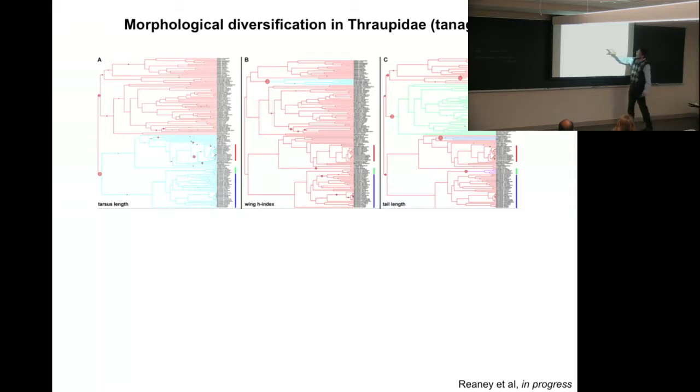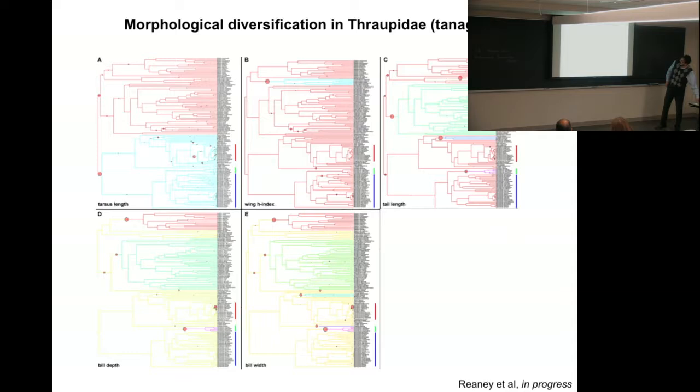This kind of analysis allows us to compare different morphological traits, for example the tarsus length, which is the leg length, the wing, and the tail, to see how they changed within this large family. The color change indicates a major shift in that parameter. Legs became shorter, for example, and the tail became longer. Large and small circles indicate the intensity of the change. As a rule, the change happens early in evolution, and then things quiet down and cool off. So you see various clades inheriting a major change that occurred early in evolution.